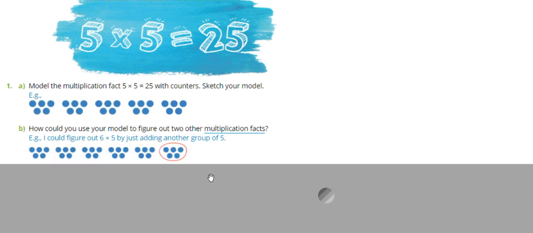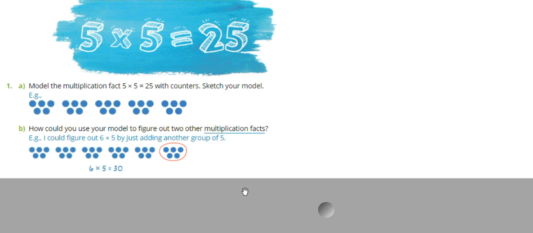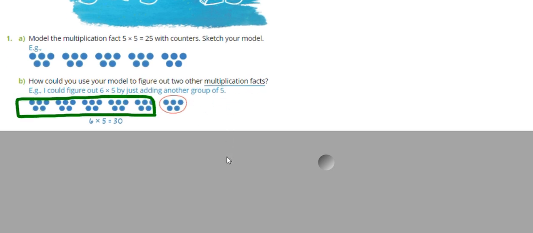So here's an example that one kid said. This kid said, I could figure out 6 times 5 by just adding another group of 5. So you can see there's the 5 groups of 5 that we had. And this kid has added one more group of 5. So that would be 6 groups of 5, or 6 times 5. And that equals 30. Okay, they didn't have to count them all up because they already knew that this was 25. So all they had to do was add another 5 on. It makes it a lot quicker and easier.